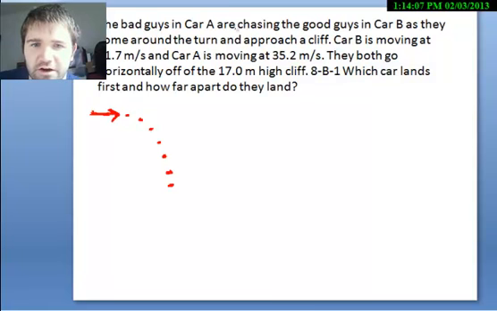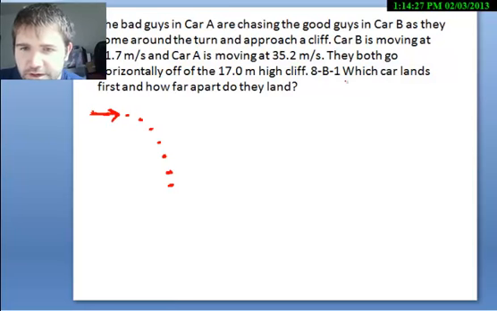The bad guys in car A are chasing the good guys in car B as they come around the turn and approach a cliff. Car B is moving at 31.7 meters per second, and car A is moving at 35.2 meters per second. They both go horizontally off the 17-meter high cliff. Which car lands first and how far apart do they land?